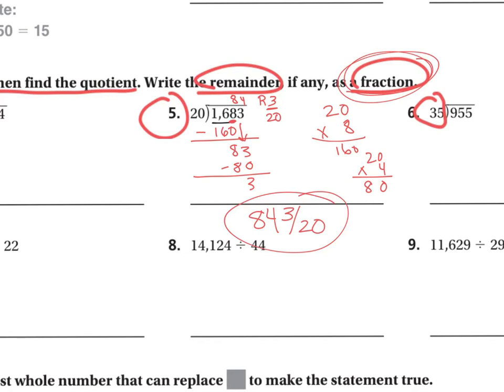All right? I'm going to be on the carpet if you need me. You can work with a partner at this time to finish all of the problems that we haven't done together. Good luck.